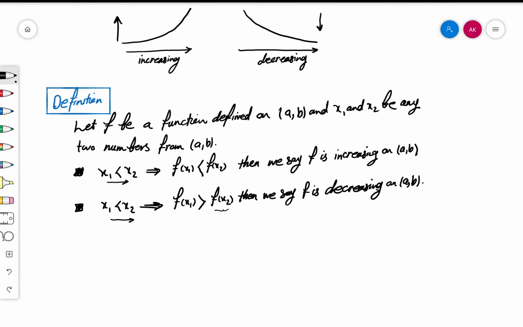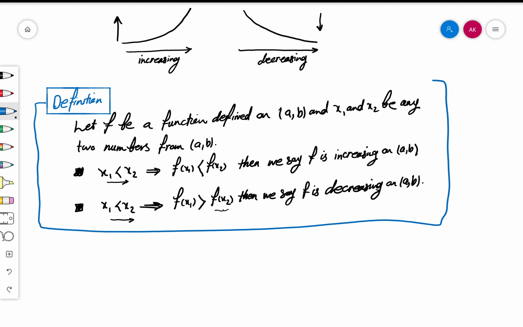So basically we are looking for this property. If we increase the value of x from x1 to x2, what will happen to the value of the function at x1 and x2? Before we finish this video, let's do just one example, to see how this will work.